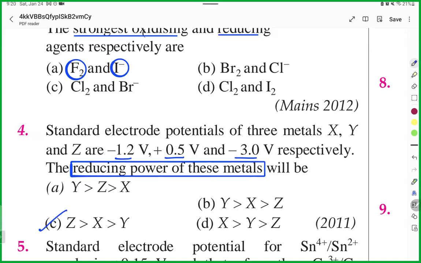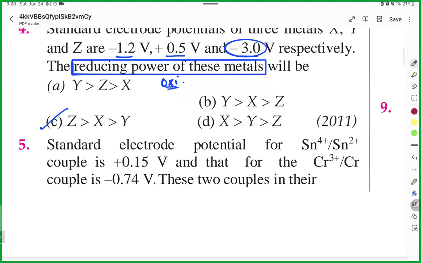Understood, guys? Yes, sir. Everybody? Reducing power means oxidation, and oxidation means you have to look for the minimum value. Minimum value is for Z. It means oxidation. So the answer will be C. Anybody have a question, guys?